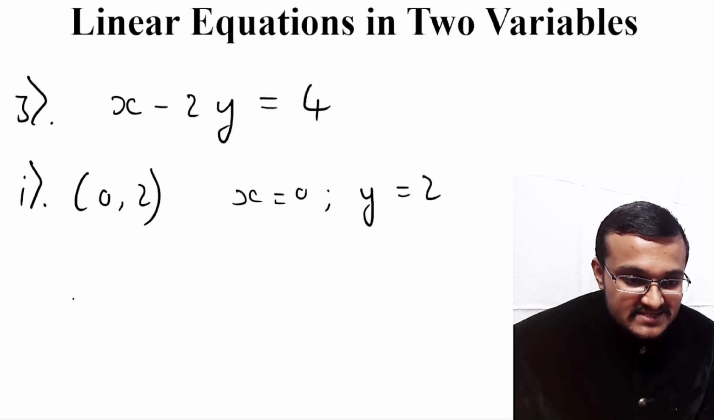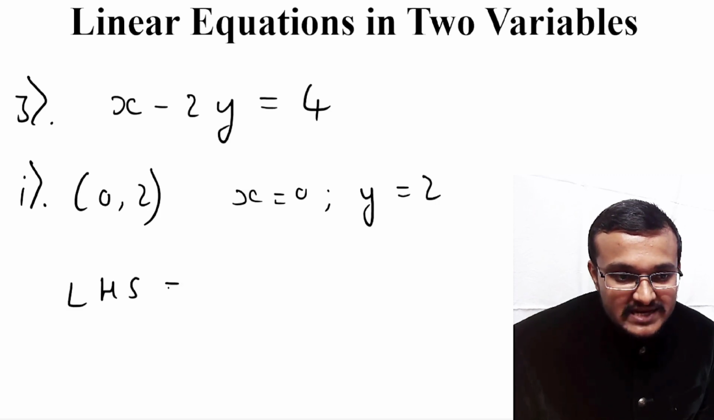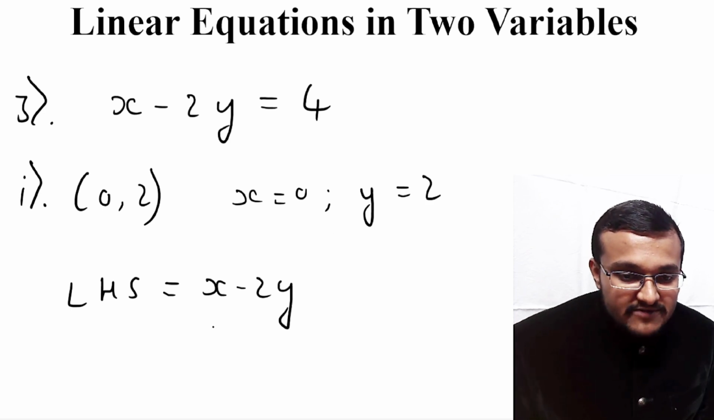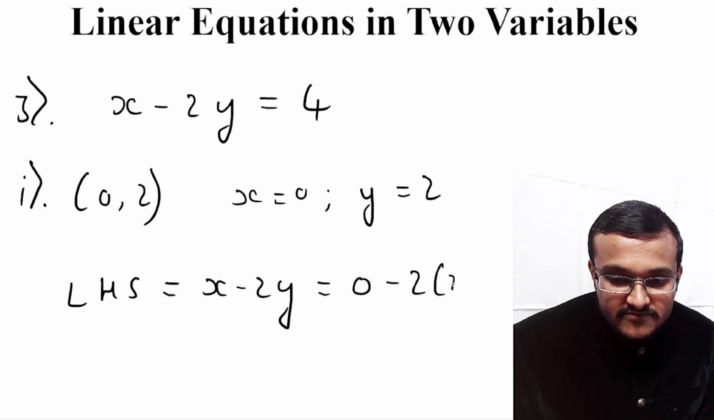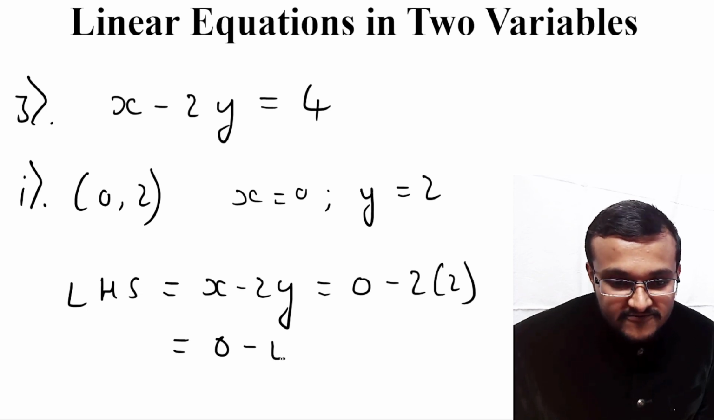If you substitute x as 0, now we will take LHS. LHS is equal to x minus 2y. That means here you have to substitute 0 in x and 2 in y. So 0 minus 2 of 2. So this is equal to 0 minus, 2 2s are 4.